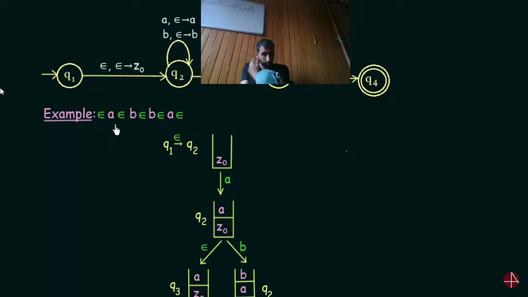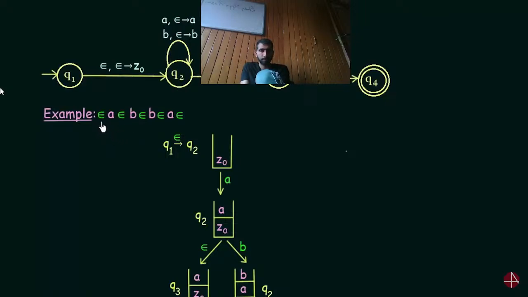And this is an even palindrome because whether you read it from forward or backward, it is still A, B, B, A. According to the pushdown automata that we have designed, this string should be accepted. Alright, so let's take these inputs and see what happens.